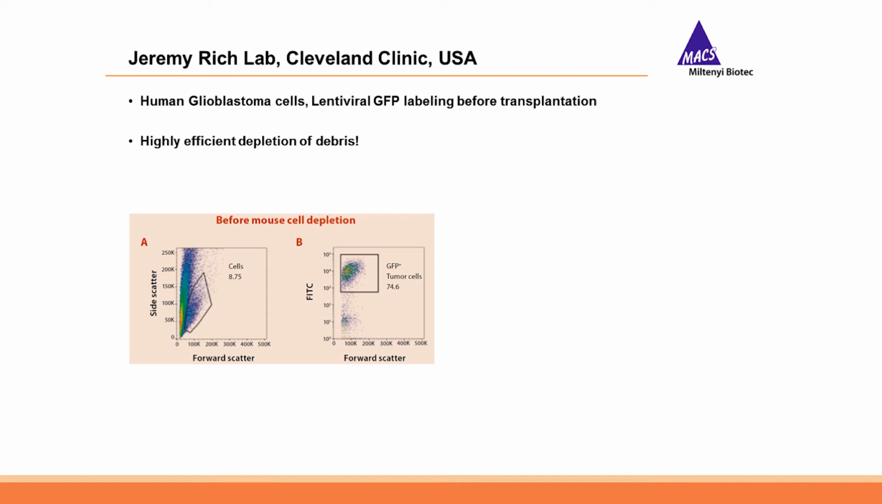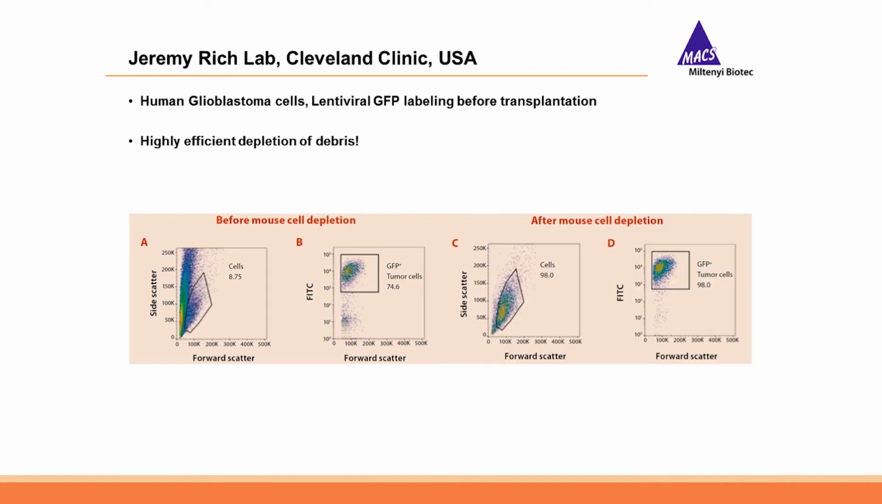And this is data from Jeremy Rich from the Cleveland Clinic. His group is working on human glioblastoma cells, which they tag with GFP, and then orthotopically transplant them into mouse brains. And if you then dissociate an adult mouse brain, most of the events you will have later on are actually debris and dead cells because of all the myelin that you destroy during the dissociation. So you see in A that the cells only make a minor fraction after dissociation. And then, of course, in B, you see the human tumor cell content.